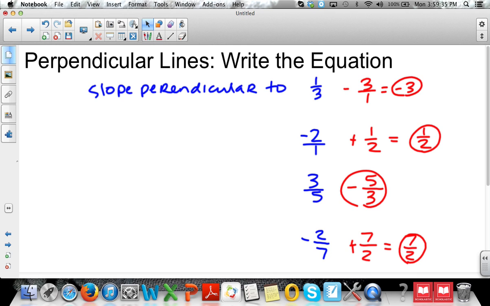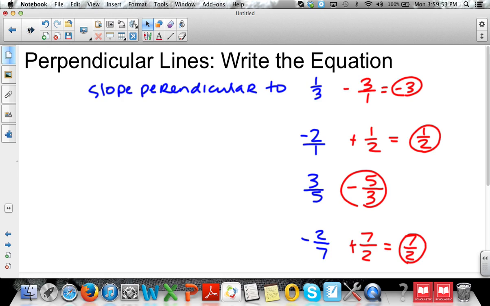Okay, so that means that if I have a line with slope -2/7 and a line with slope 7/2, those two lines will be perpendicular. It doesn't even matter what the y-intercept is. They will be perpendicular. So that's that part.